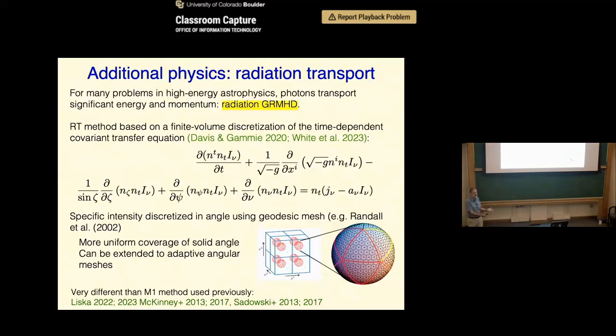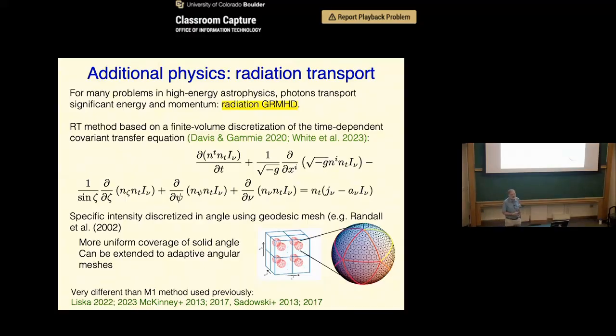So for example, accretion onto black holes, at high accretion rates, the energy density in the photon field is much, much higher than that in the thermal pressure of the plasma. And so in order to get the dynamics right, you need to incorporate the effects of the photons. But solving the radiation transfer equation is challenging.